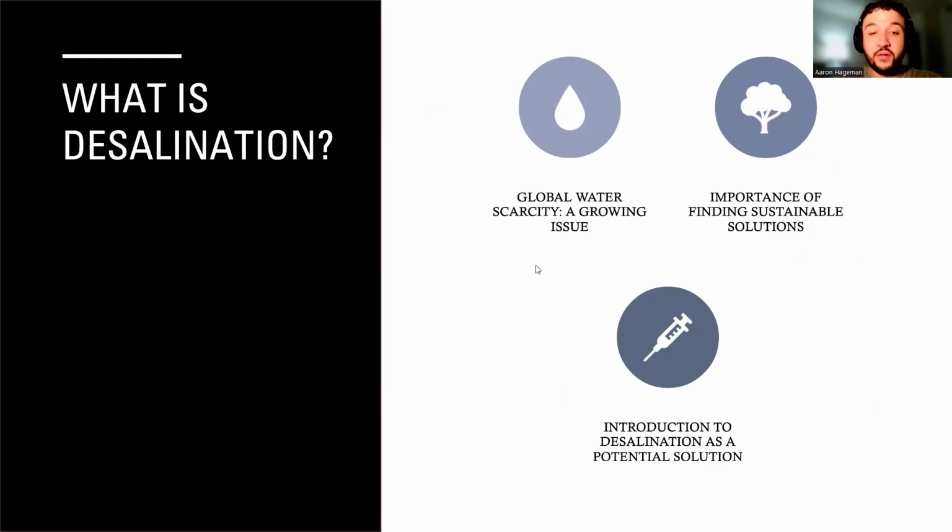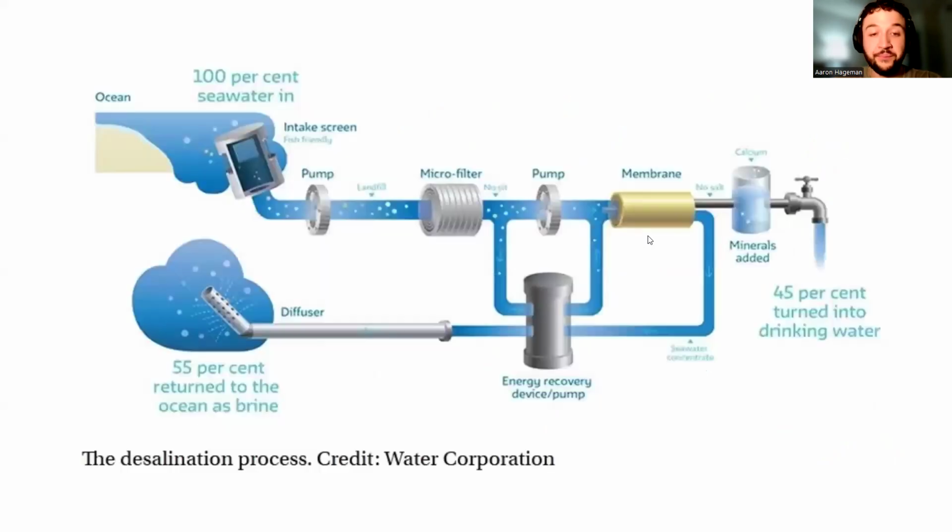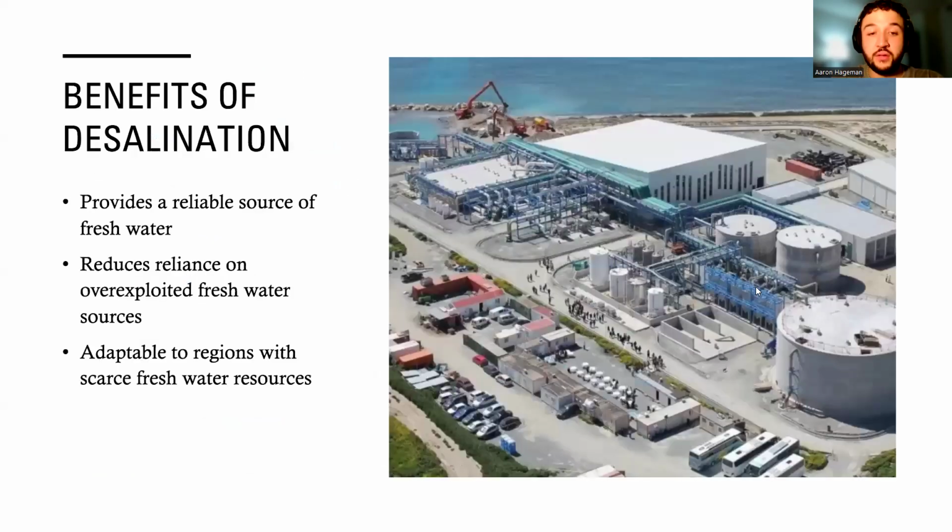The main methods are reverse osmosis, which uses a semi-permeable membrane to filter out salt, and multi-stage flash distillation, which heats the seawater to create steam and then condenses it into fresh water. This image gives you a slight rundown and shows that seawater is drawn in from the ocean, pre-treated, and undergoes the reverse osmosis process, in which it is forced under high pressure through a membrane that separates the fresh water, also separating salt and impurities.